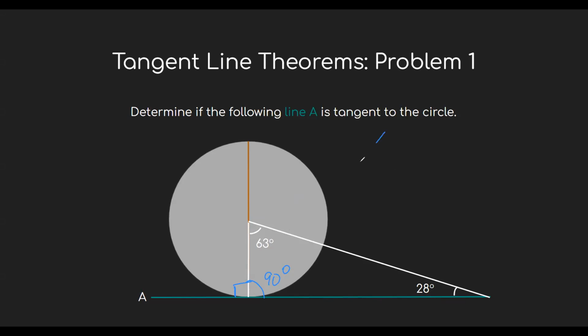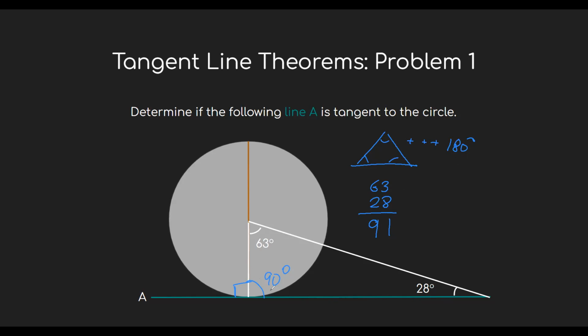And we all know that in any triangle, the angles have to add up to 180 degrees, right? That's the definition of a triangle. All its angles add up to 180 degrees. So let's see if this angle is truly 90 degrees by trying to find this angle. If I know that this angle is 63, and I know that this angle is 28, if I add these together, that gives me 91 degrees.